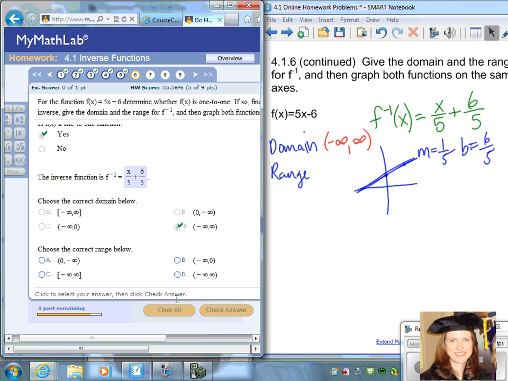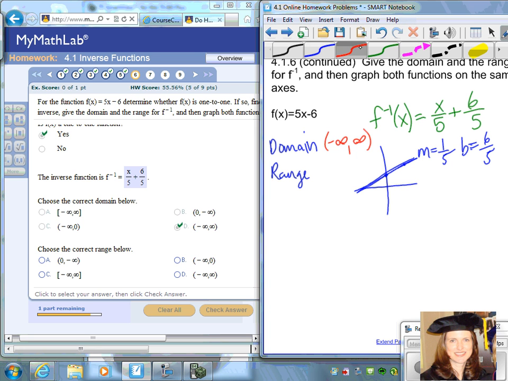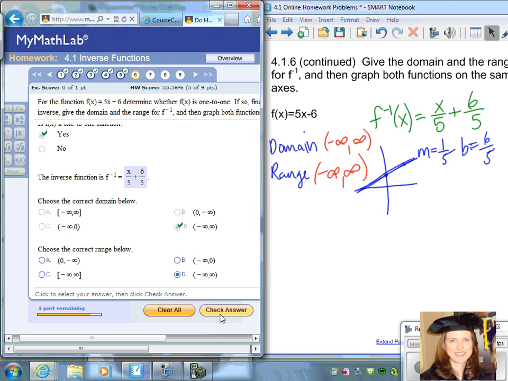To find the range, you want to look at the y values, how low and how high the graph goes. This graph is going to continue to go down the page on the left and up the page on the right. So the range is also from negative infinity to infinity. Again, using parentheses whenever you have an infinity sign.